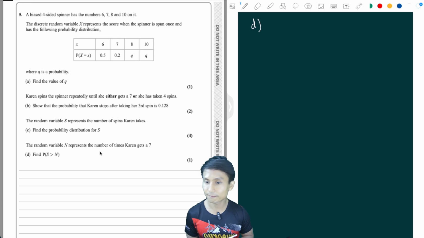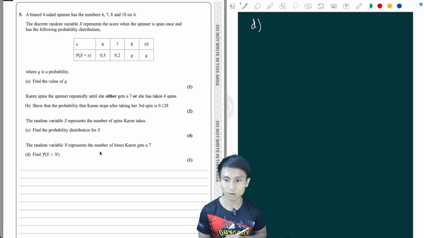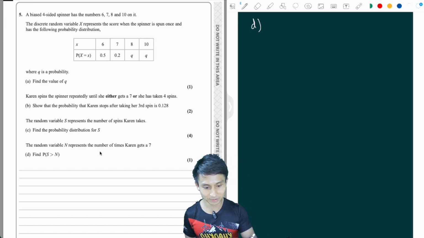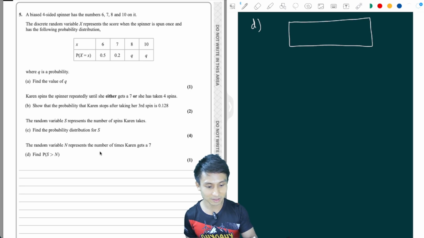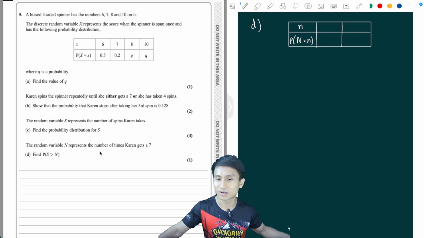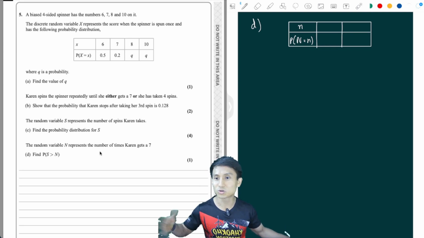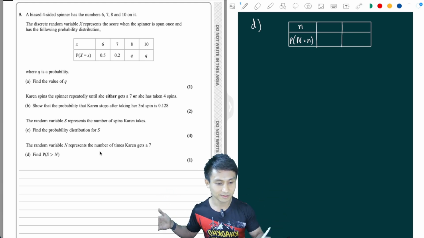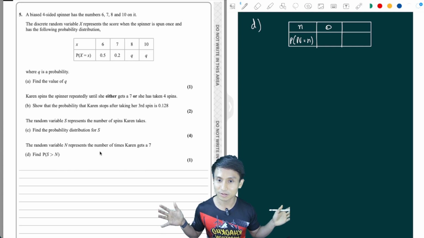Okay, D. The random variable N represents the number of times Karen gets a 7. Okay, so yeah, I mean, if you think about it, let's do a table. So a little n, P big N equals a little n. How many times can she get a 7? Of course, she can get no 7 if for 4 spins she gets a non-7 for all of them. And that's a bit unlucky, right, if you think about it.